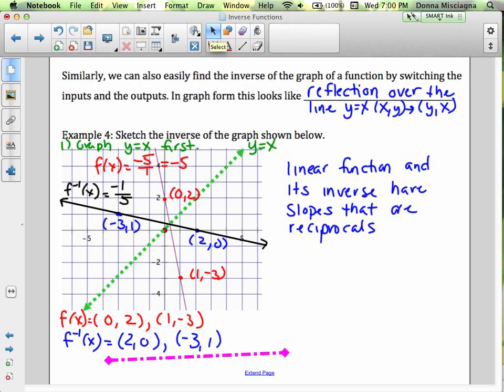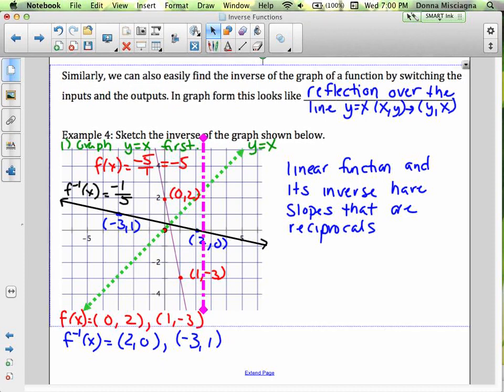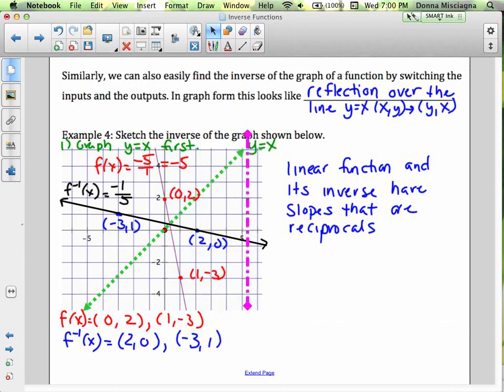Does the red function, the original function, pass the horizontal line test? Right? If I have a horizontal line, does it go through it more than one place? Well, of course not. It's not turning around, it's a straight line. So the linear function passes the horizontal line test, which means our inverse will be a function, and we can see that from the vertical line test.